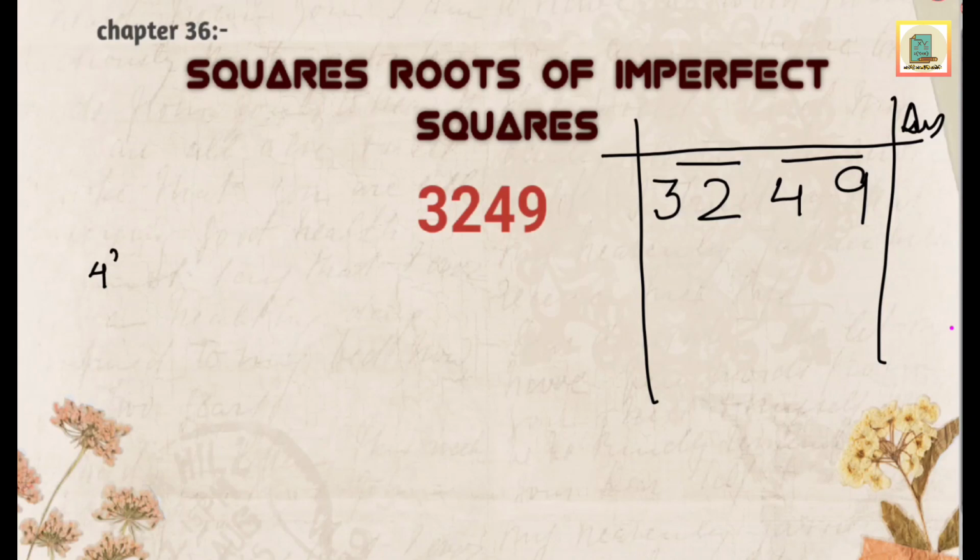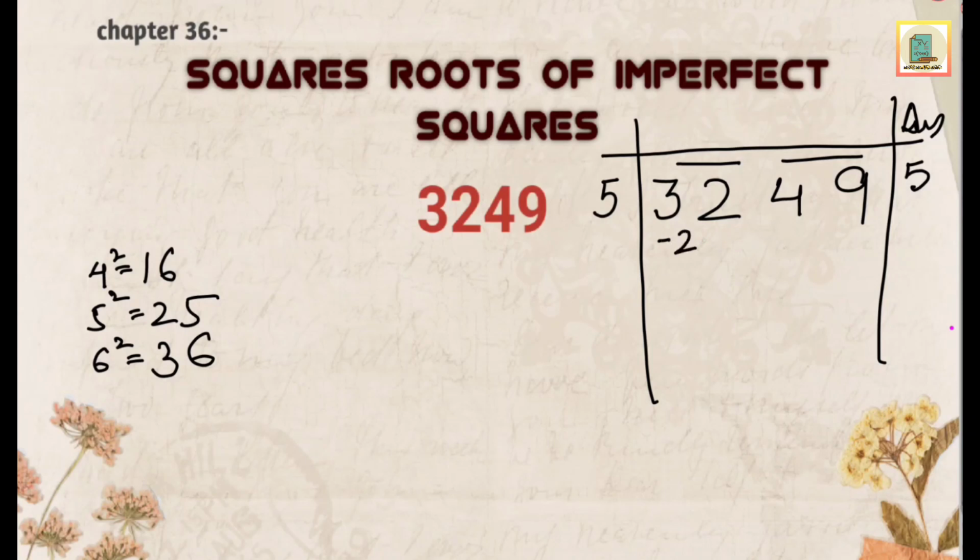So, 4 square we get is 16. 5 square is 25 and 6 square is 36. As we can see that the square of 6 is bigger than 32, so we will take 5 as a divisor. So we'll write 5 over here and 5 in the answer part. So 5 square is 25, so minus 25 here. 32 minus 25 we get 7. So we write 7 over here and we will drop the next pair now, that is 49. So here we get 749 as the next dividend.